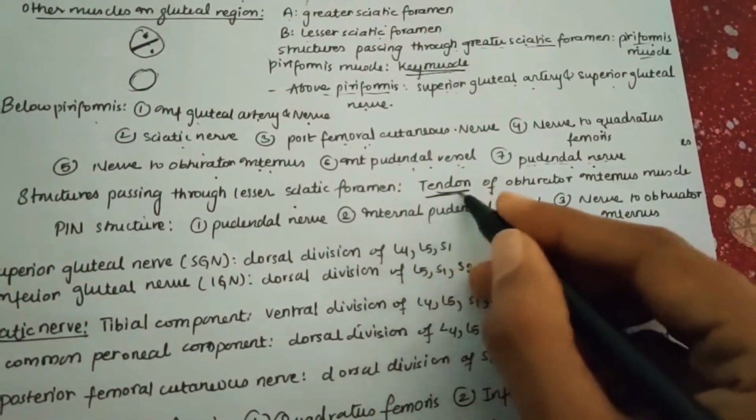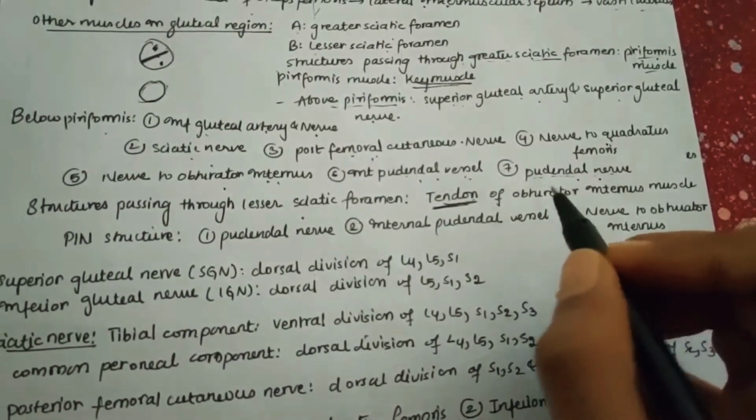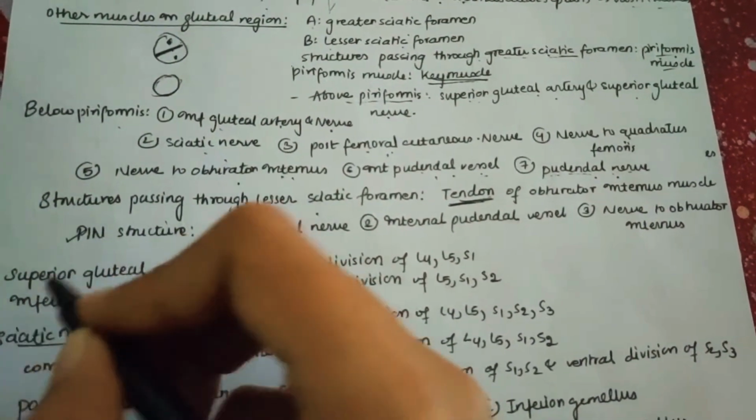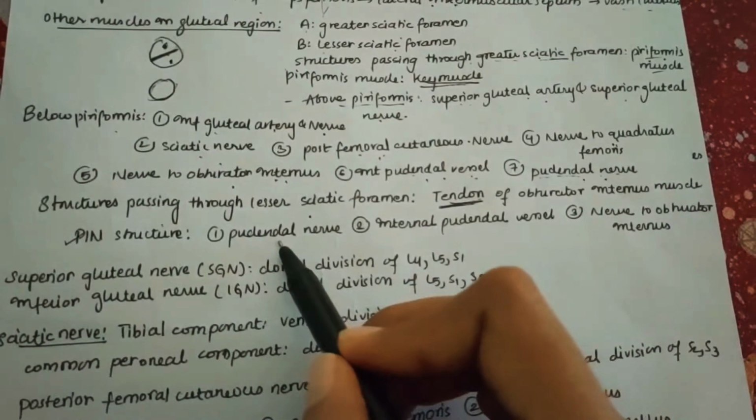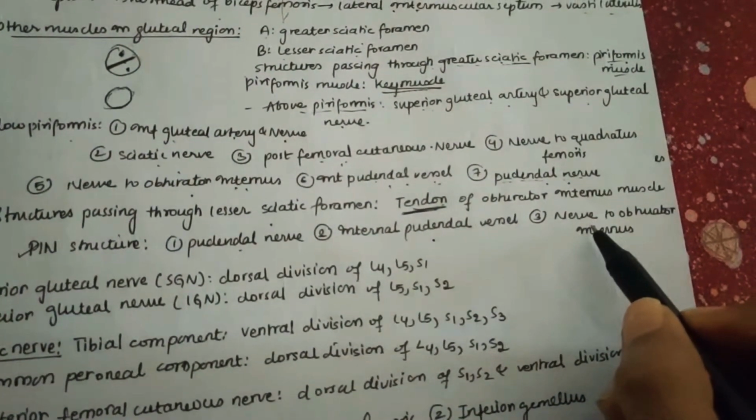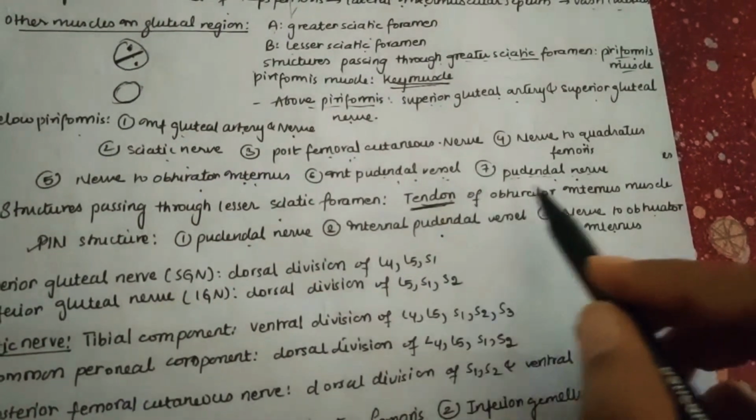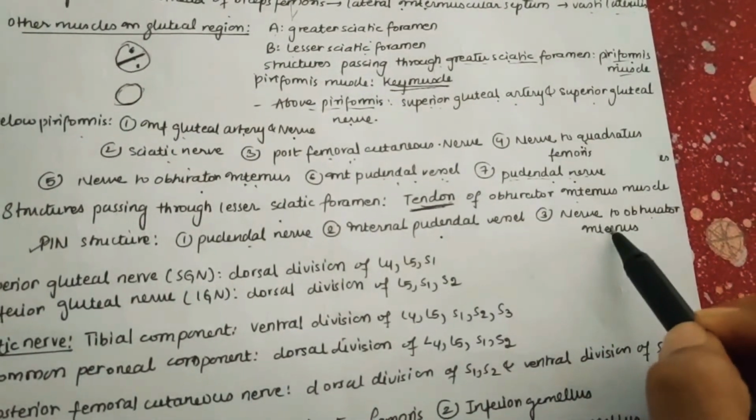So through the lesser sciatic foramen passes the tendon of obturator internus. Only the tendon passes, not the muscle, that is important. So the tendon of obturator internus passes here, and the other one is the PIN structures. So what are the PIN structures? P for pudendal nerve, I for internal pudendal vessel, and N for nerve to obturator internus.